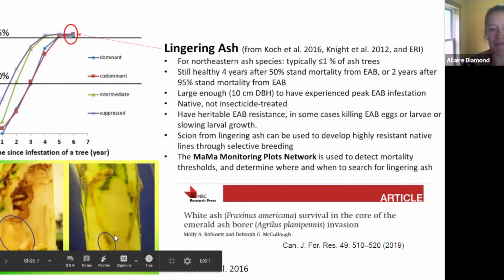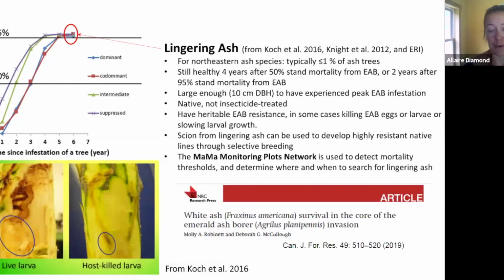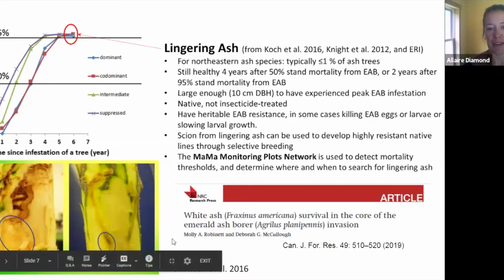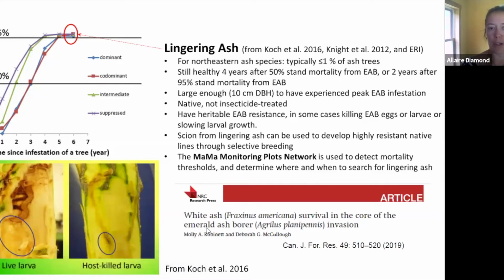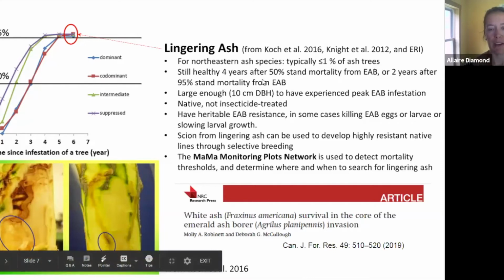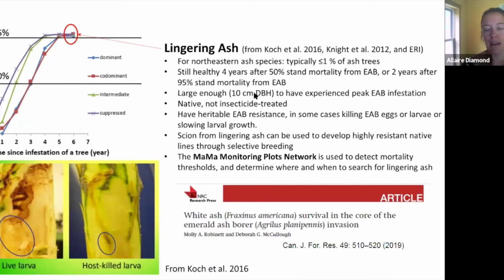I don't know if we know for sure, but I'm not sure if it is known yet. But it's definitely another topic of research. So scion or wood from these lingering ash can be used to develop resistant trees, or resistant individuals. And the monitoring plot network that I'll be talking about is used to detect these mortality thresholds. This is 4 years post 50% mortality, or 2 years after 95% mortality, and then those plots essentially serve as kind of the epicenter of the effort to go and search for lingering ash trees in the area.